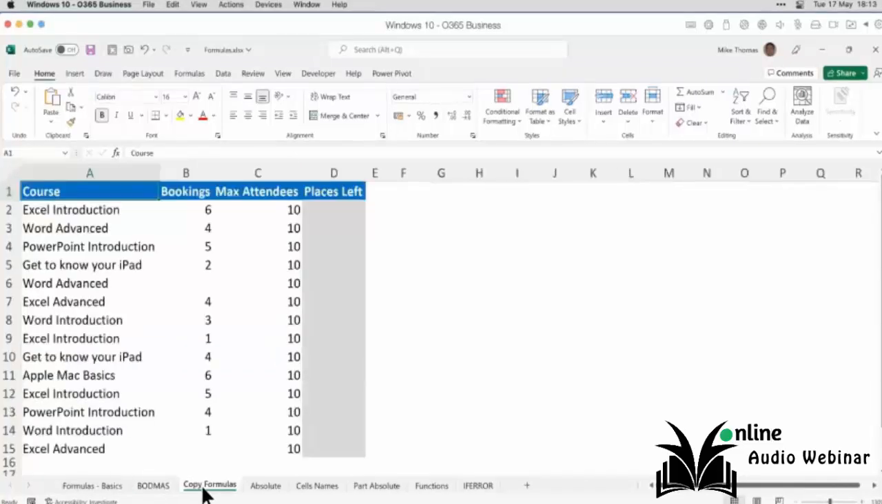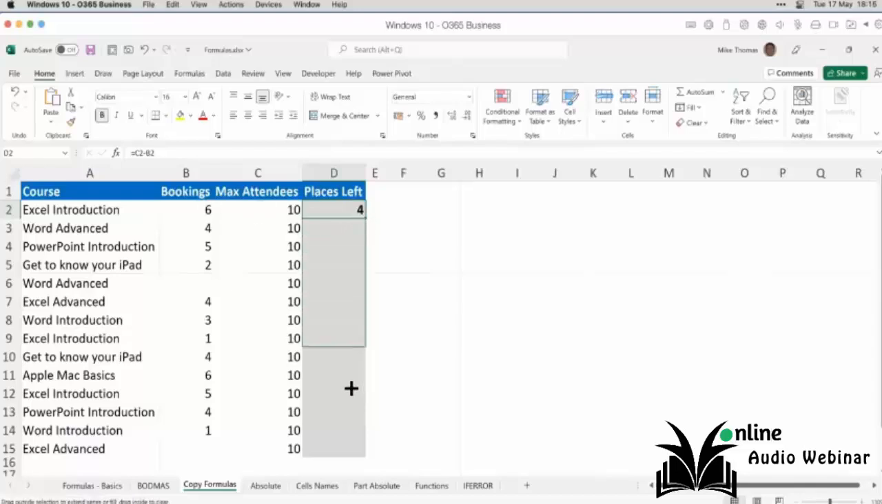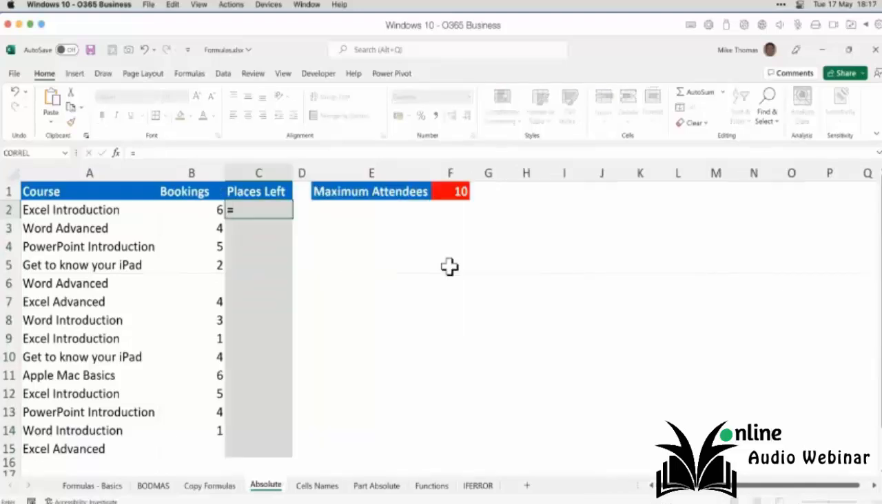Let's look at copying formulas. C2 minus B2. If I then copy that down, you might expect it to copy the number 4 all the way down column D. But actually what happens is the row references get adjusted and we end up with the correct formula.